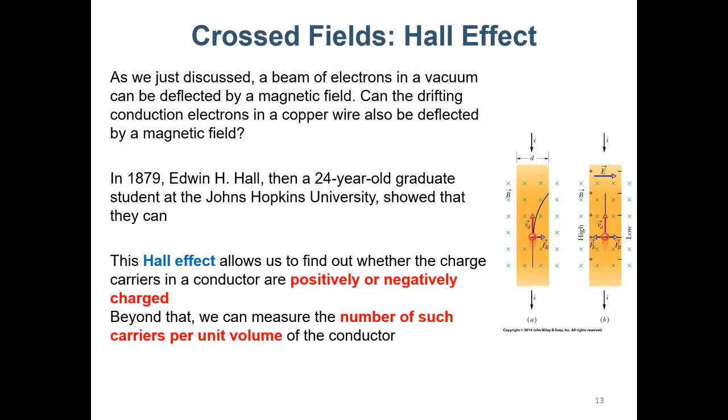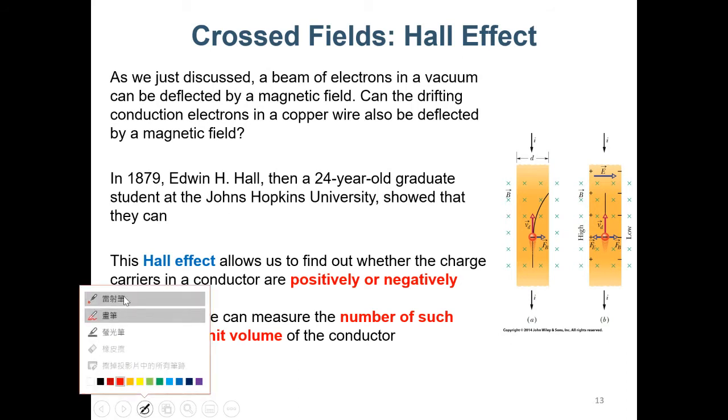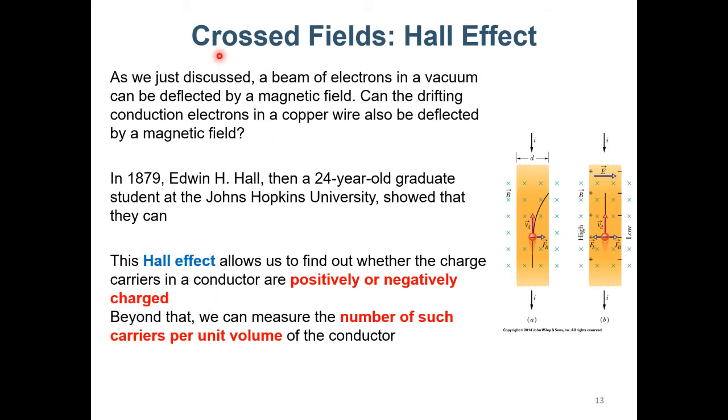Okay, so next we talk about the Hall effect. Hall effect is a very important experiment. So as we discussed, a beam of electrons in a vacuum tube can be deflected by a magnetic field. Can the drifting conduction electrons in a copper wire also be deflected by a magnetic field? So here we can see this is a copper wire.